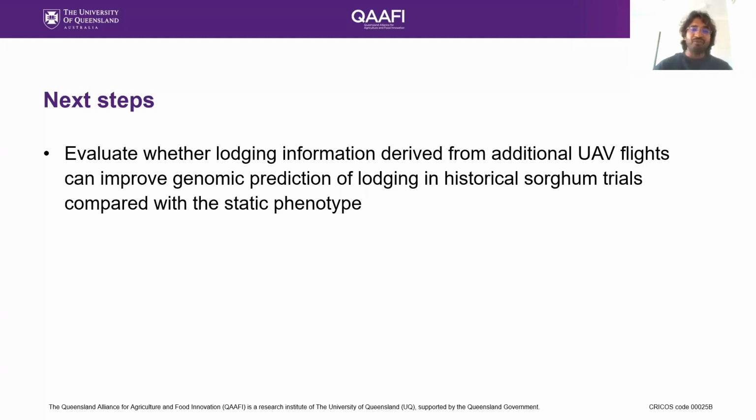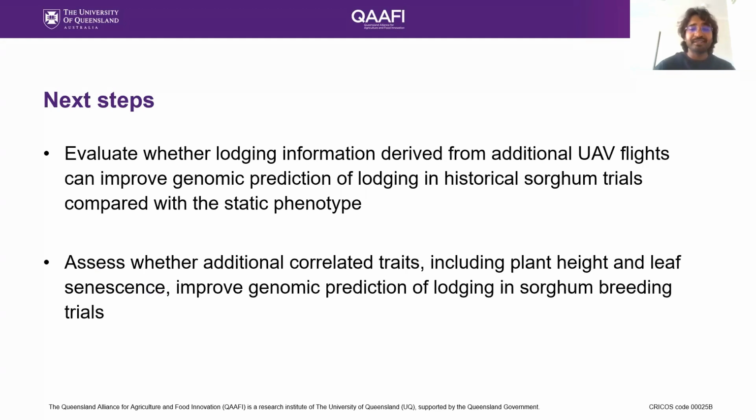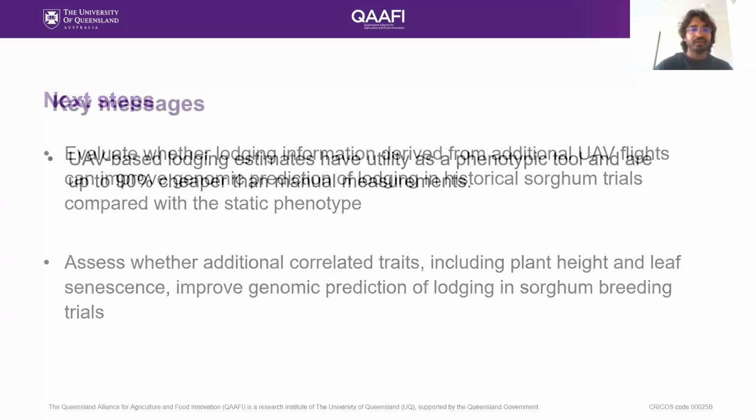Firstly, I will evaluate whether lodging information derived from additional UAV flights can improve genomic prediction of lodging in historical sorghum trials compared with using endpoint information. Second, I will assess whether correlated traits, including plant height, flowering time, and leaf senescence, can improve genomic prediction of lodging. This is important because these traits may help explain differences in lodging risk among the genotypes.